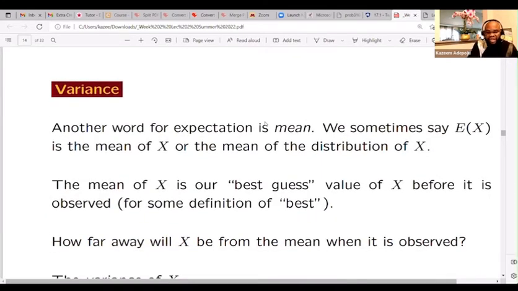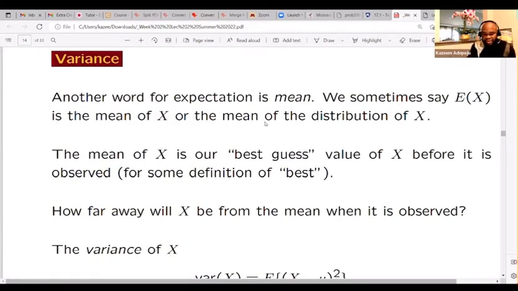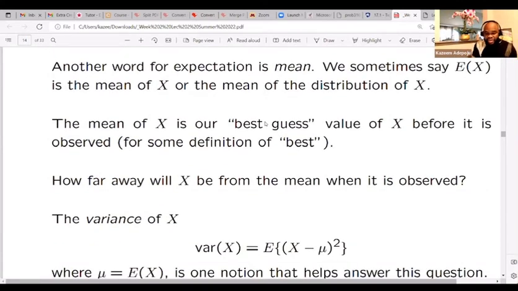Now, the next thing on the line today is what we call variance. Let me tell you this, the mean is an average, the expectation of X, you know that, right? The expectation of X is actually the best guess we can have before we observe. And if you really want to know how reliable our guess is, we basically need to find the variance. The variance is going to tell us how far X will be from the mean when it is observed.